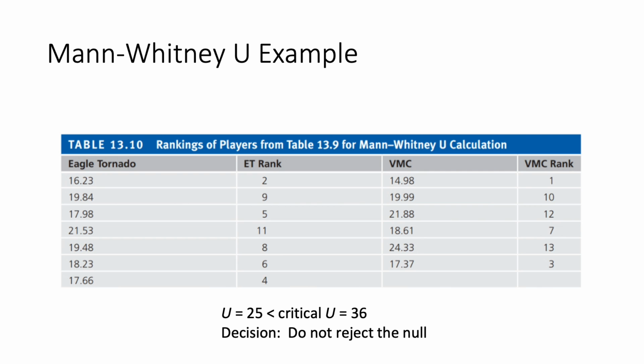For the Mann-Whitney U, you'll first want to rank the data with 1 being the fastest time and so forth. After calculation, either by hand or through SPSS, the calculated U is 25. The critical value of U is 36. So since 25 is less than 36, you do not reject the null hypothesis and conclude that the time in the 100-meter sprint is not significantly different for the two types of wheelchairs.